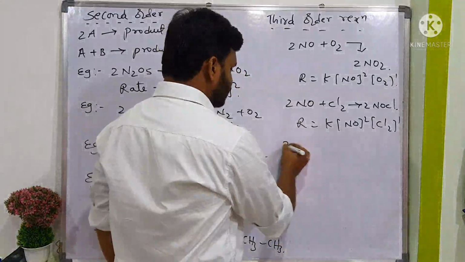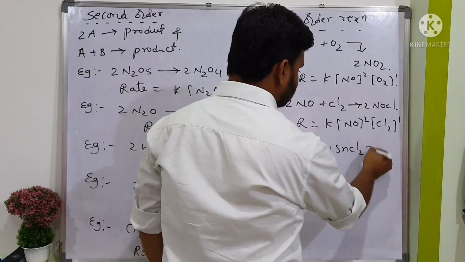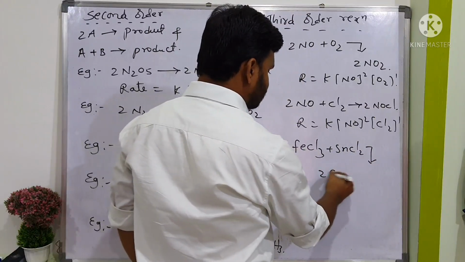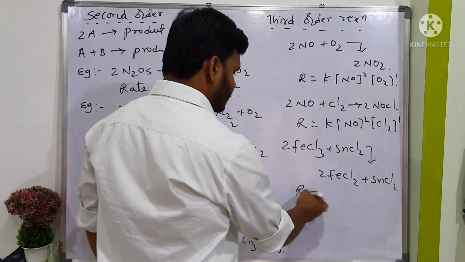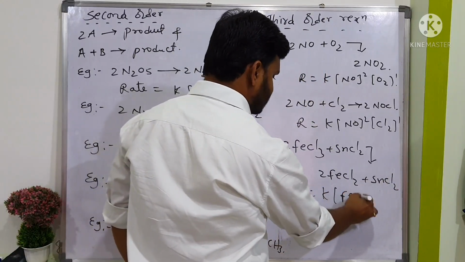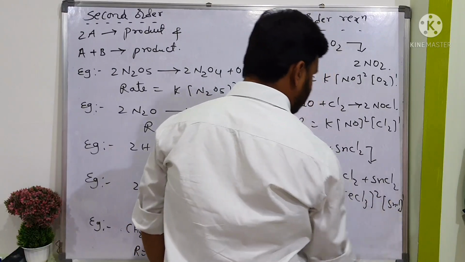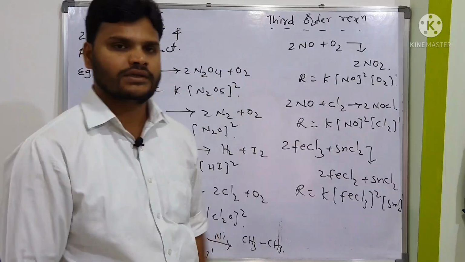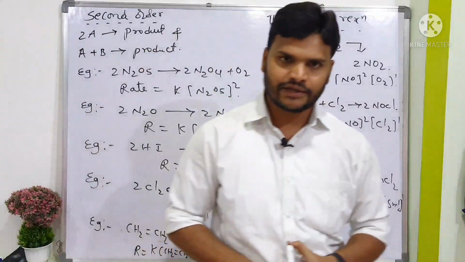Next, 2FeCl3 plus SnCl2 converts into 2FeCl2 plus SnCl4. Here rate equal to k[FeCl3]^2[SnCl2]^1. So 2 plus 1 is nothing but 3. So these are the suitable examples of third order reaction. Is it clear, dear students?